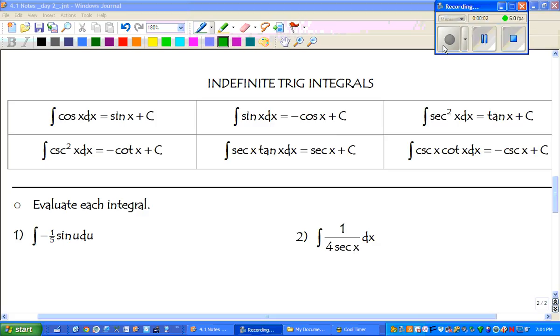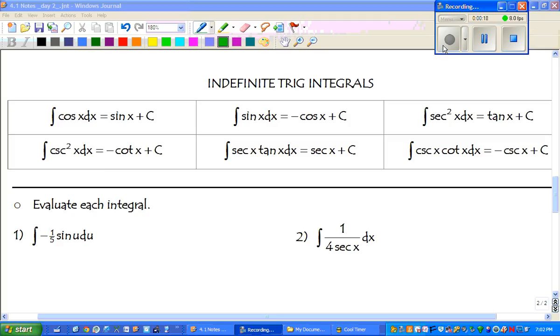All right, the back of the notes, we are dealing with trig integrals. So, like I said yesterday, these are some that you're going to need to remember. And if you remember the trig derivatives, this shouldn't be too bad. But I put them up at the top just as a reminder.